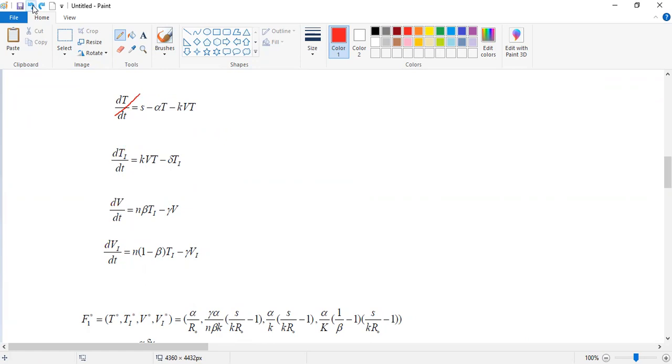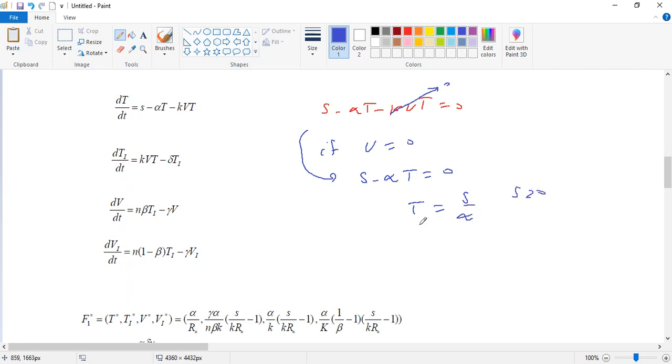Then for the first one we have S minus alpha T minus KVT equal to 0. Now assume V, the virus, is equal to 0. Then from here we have S minus alpha T equal to 0, so the CD4 T cells are T equal to S over alpha, with S greater than 0. So the first equilibrium point is S over alpha, with no infected CD4 cells, virus 0, and non-infectious virus 0. This represents a stable immune system, a seronegative state. This is the first one. Now for the second case, if V is not equal to 0, we are going to discuss this case.